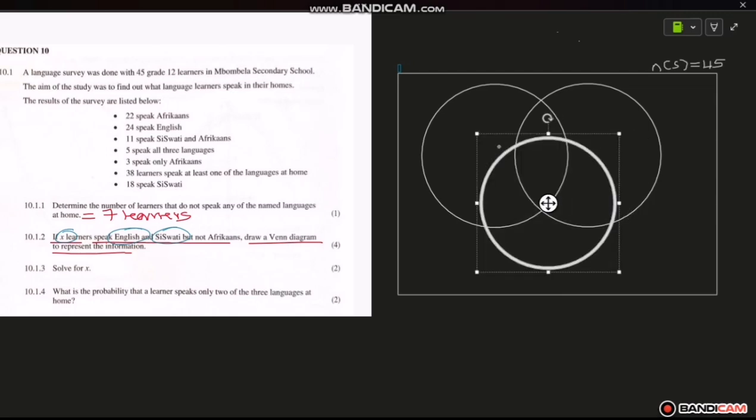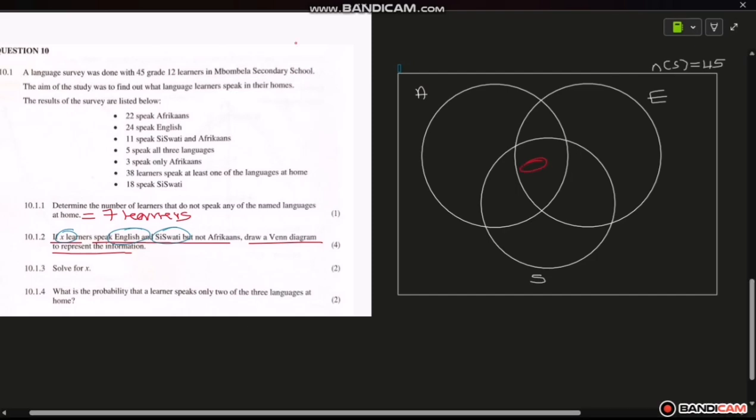So that you'll be able to go to the next grade or to apply to a university or college. Okay, so these are our events. This is the event Afrikaans, event English, and event Siswati language. Therefore, before you do anything else, you start by writing the center or the centers, right?